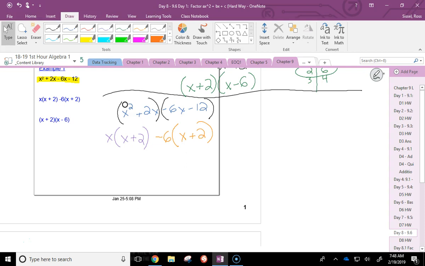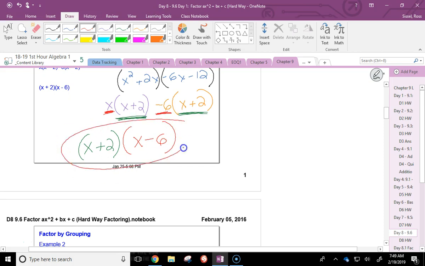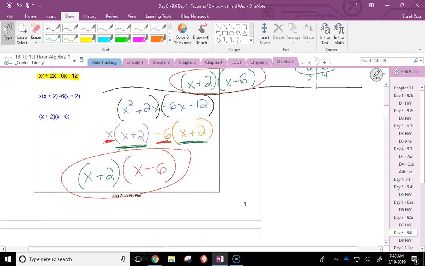Now, here's how you know you did this right today. Once you've done this, these two should be exactly the same. If they're not the same, we made a mistake somewhere. Because they are the same, that's part of my answer: x plus 2. My second answer is right here. I take this first one, x, and the second one we pulled out, negative 6. This is our answer. And if we look up here, here was our answer when we did it the way we normally do. We will get the same thing.